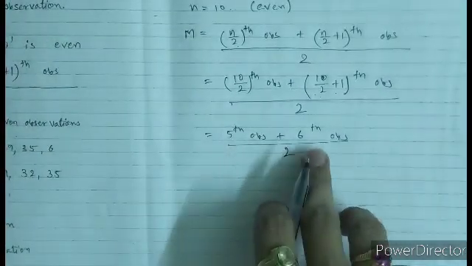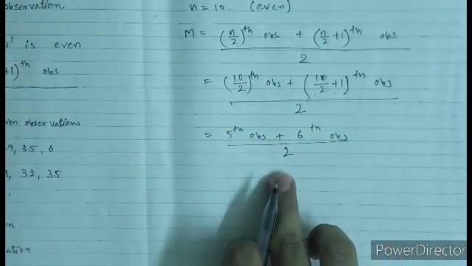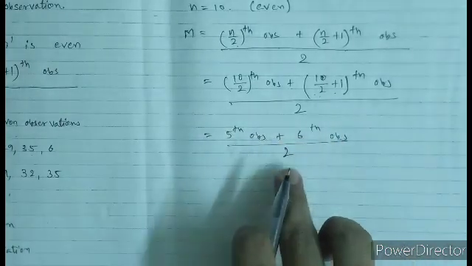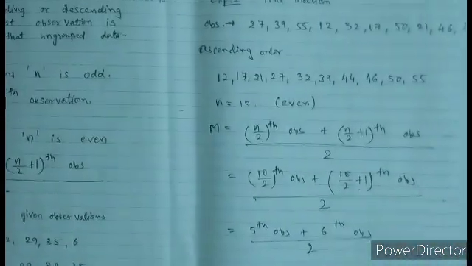Now you should be very much careful here. It is 5th observation plus 6th observation divided by 2. It is not 5 plus 6 divided by 2. So you should not write 5 plus 6 equal to 11 by 2. No. But we will write 5th observation plus 6th observation.